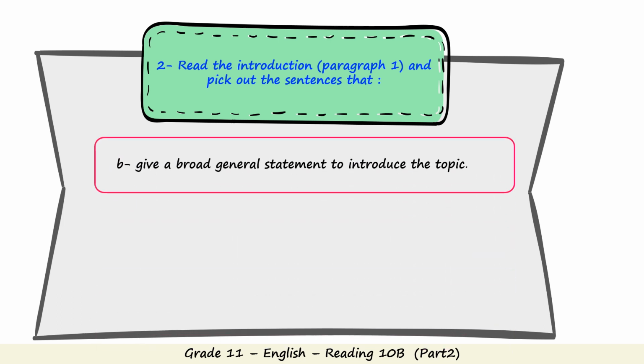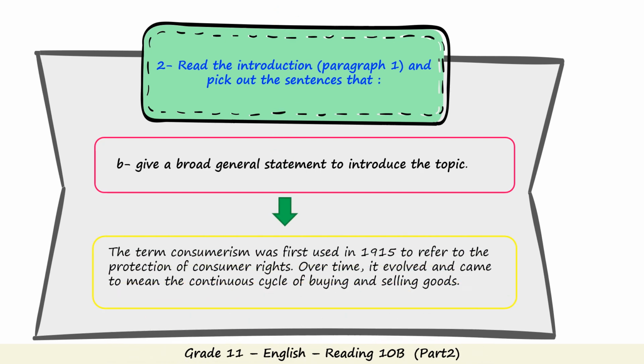B. Try to pick out the sentence that gives a broad general statement to introduce the topic. It's also in the introduction. Okay, so it's from the very beginning of paragraph 1. The term consumerism was first used in 1915 to refer to the protection of consumer rights. Over time, it evolved and came to mean the continuous cycle of buying and selling goods. Very good.